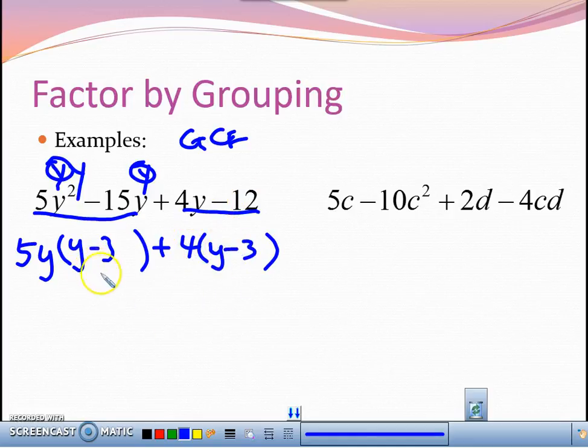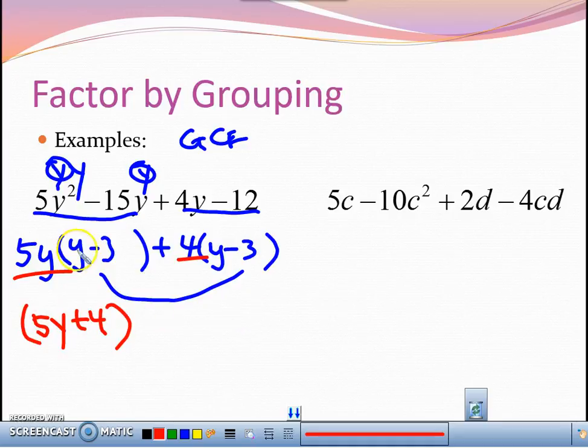So look at their parentheses. They have the same. So all you have to do is write these two. Take these two and write them in the front with the parentheses. And then just write y minus 3 once. Done.